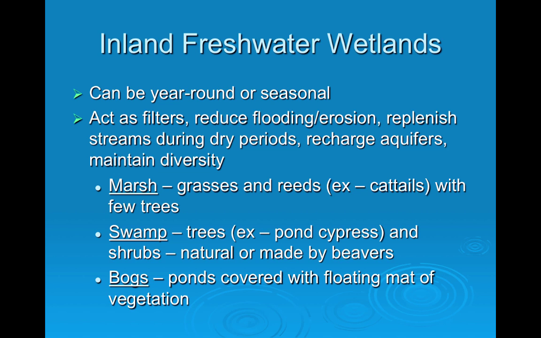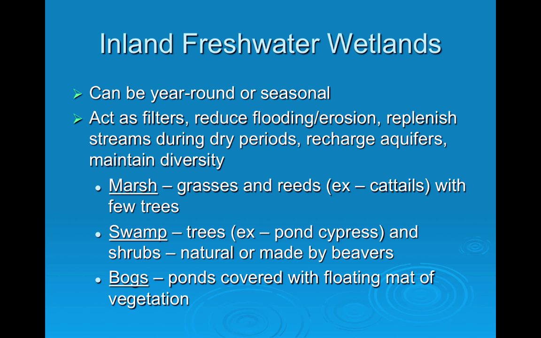Marshes, you have grasses and reeds with few to no trees. Swamps are essentially marshes with lots of trees in them. We see swamps and marshes down here in Florida. The Everglades is essentially a marsh. Swamps are usually stuff with cypress trees in it. Swamps can also be formed by beavers and their dams.